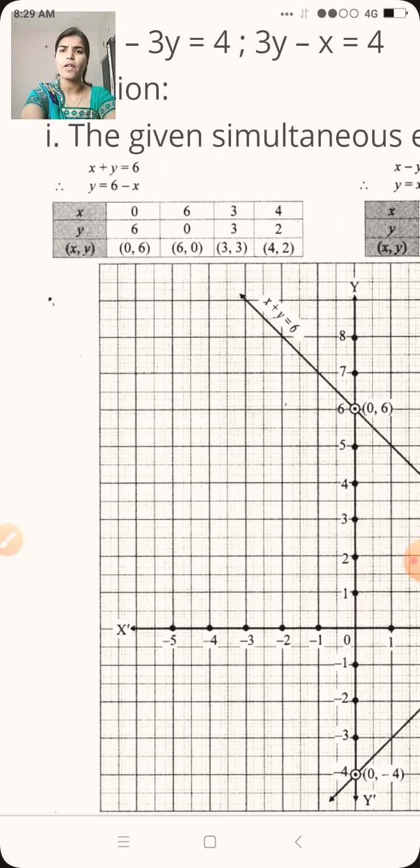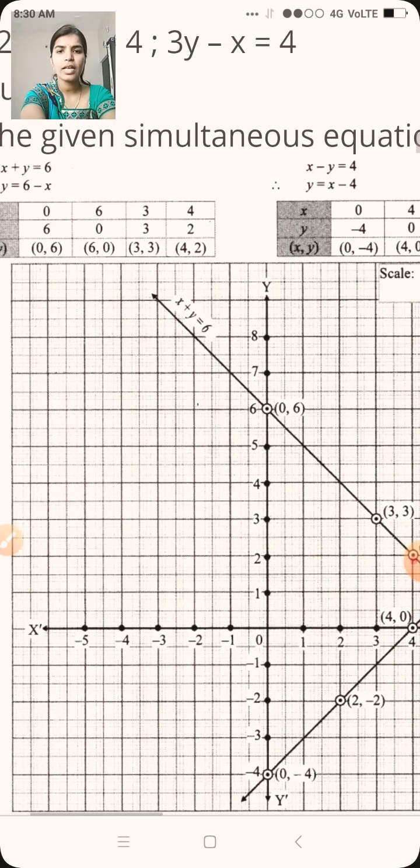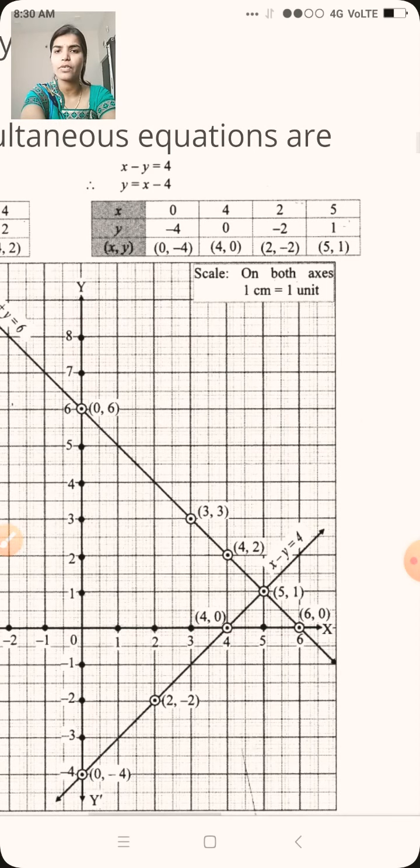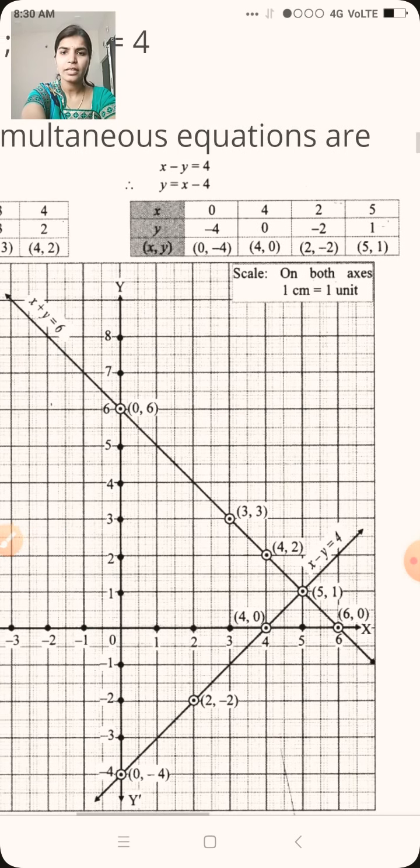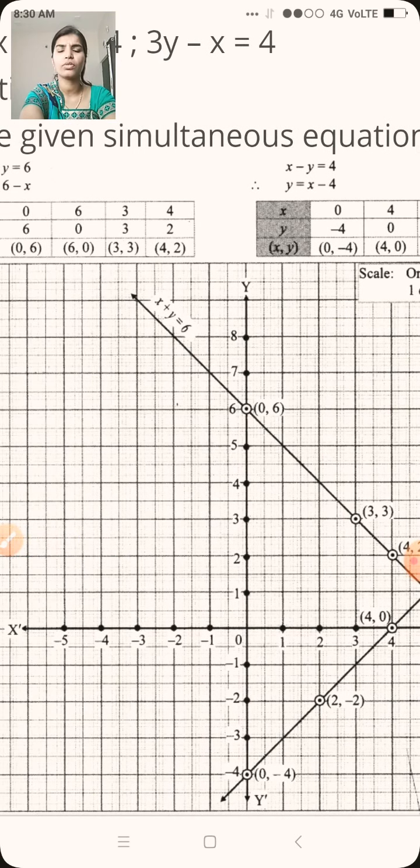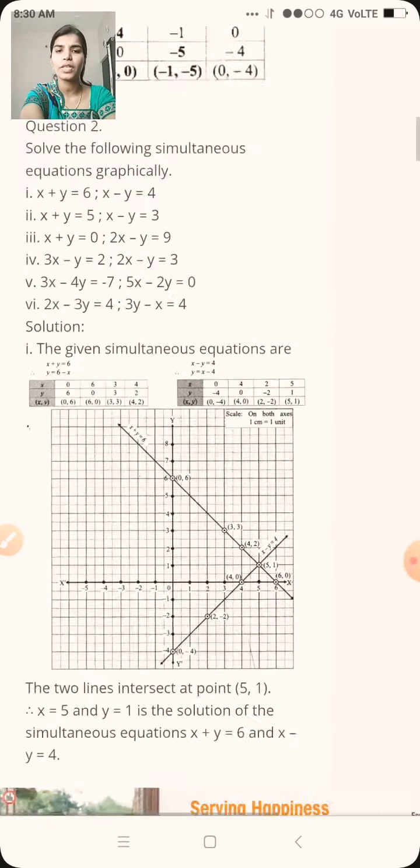Then you will take the values of x. It is 0, 6, 3, 4. You put the values in your equation, you will get the values of y. Okay, so these are the solutions of your first equation. Then similarly you solve the second equation, x minus y is equals to 4. So y is equals to x minus 4. Then take the values of x different, so you will get your answer. Okay, then you want to draw the graph of these two lines at a time.